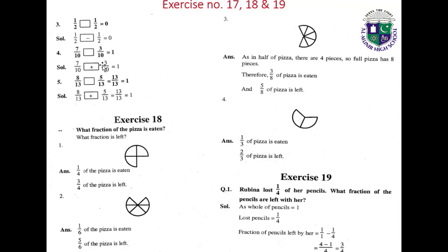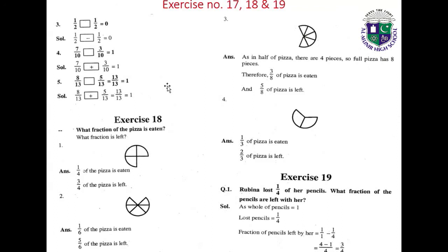7 over 10 plus 3 over 10. 7 plus 3 is 10, so 10 over 10. 10 over 10 is 1, that is your answer. Next question, question number 5. 8 over 13 plus 5 over 13 equals 13 over 13. 13 over 13 is 1, that is your answer.